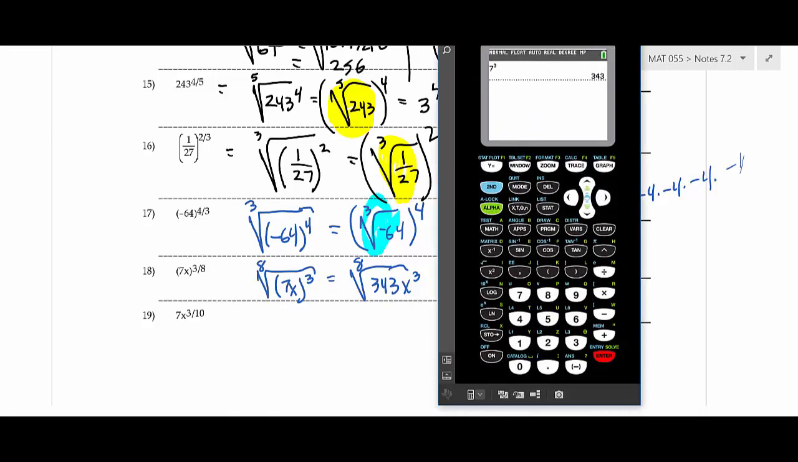So if you're ever in doubt, again, on my graphing calculator, if I do the 8th root, I go 8, math, option 5, and then 343. Now, here's what will happen. I got decimals. I don't want decimals. If it doesn't turn out to be a nice whole number, don't even go there.